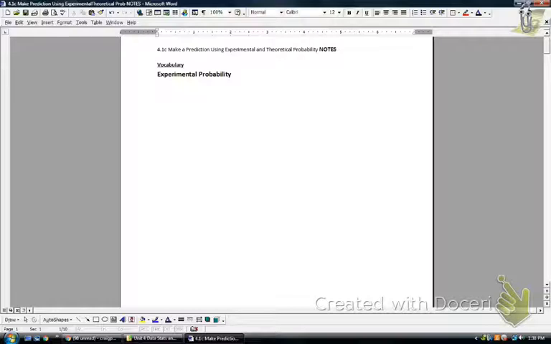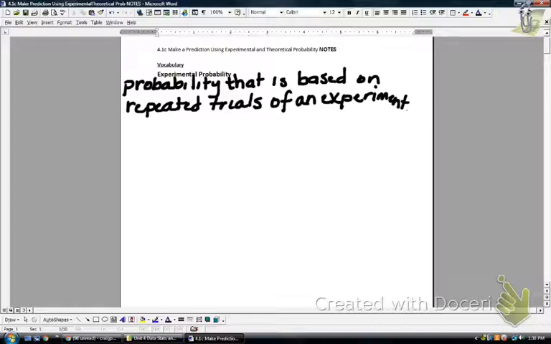So I think you'll find that there's not much difference between the two, but let's go ahead and define some vocabulary. First vocabulary word is experimental probability. Experimental probability is probability that is based on repeated trials of an experiment. So experimental has the word experiment in it, so I think that you can kind of make that connection. And then here's what it looks like.